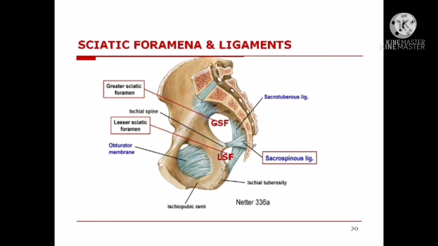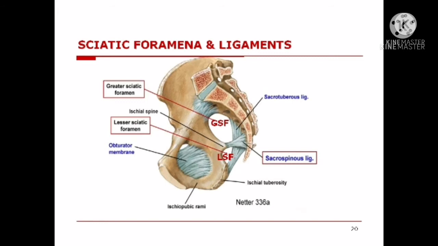Now, these are notches and will be converted into foramina by bridging of these notches by means of the ligaments. The sacrotuberous ligament arises from the sacrum and inserts upon the ischial tuberosity. The sacrospinous ligament arises from the sacrum and inserts upon the ischial spine. So the area above the sacrospinous ligament is called the greater sciatic foramen, and below the spine of the ischium up to the tuberosity is the lesser sciatic foramen.